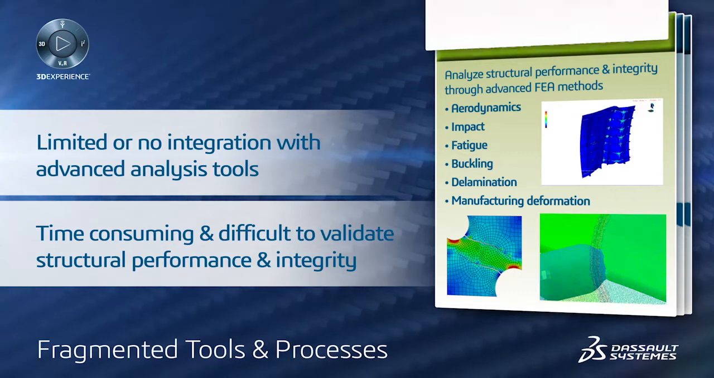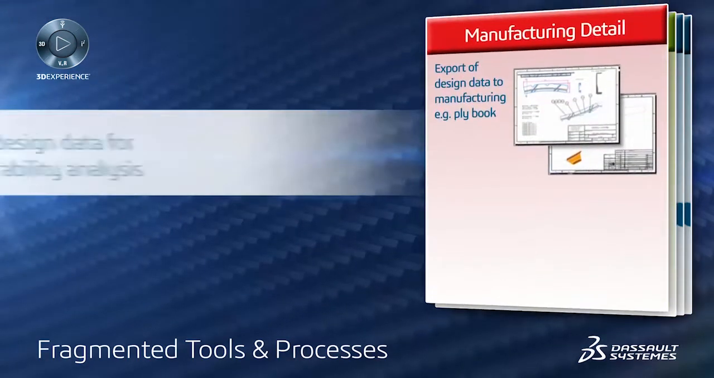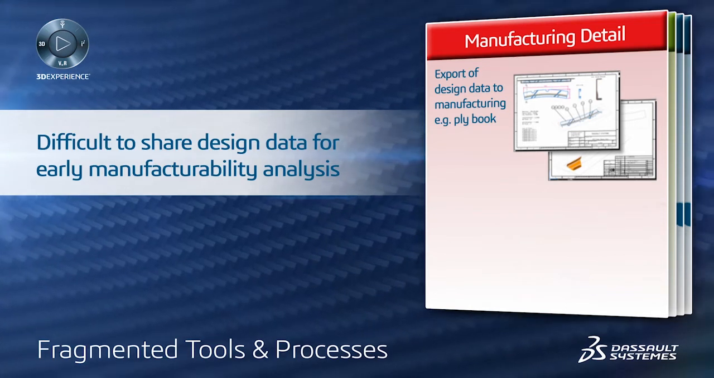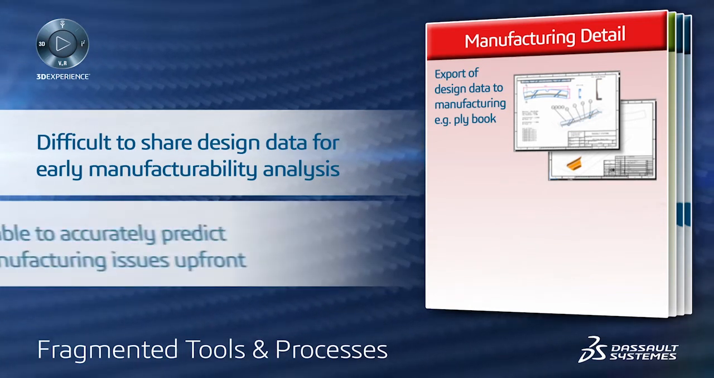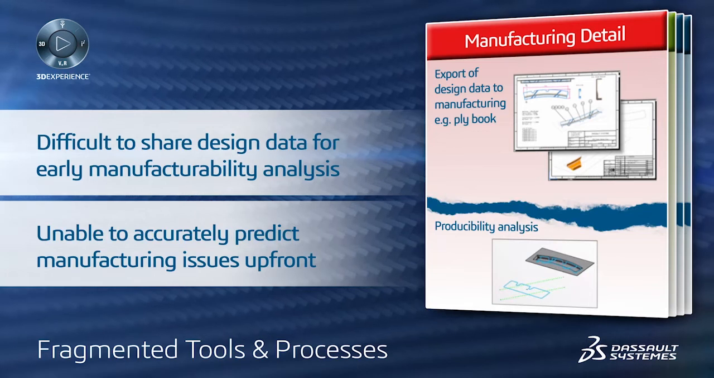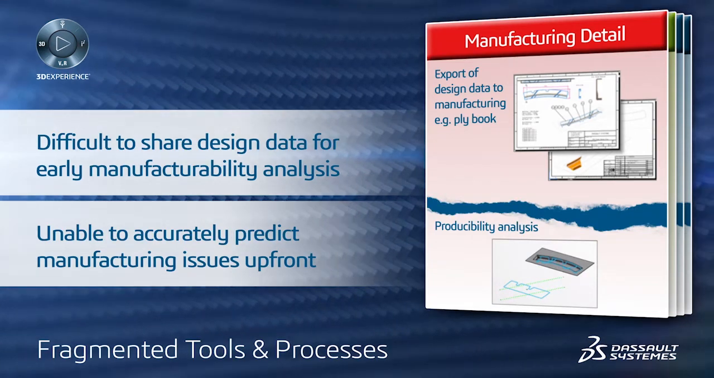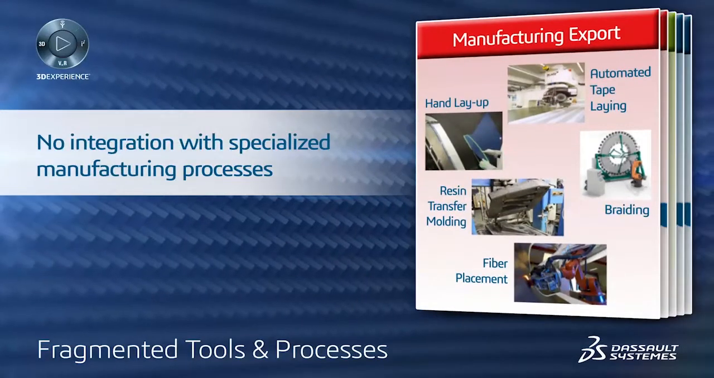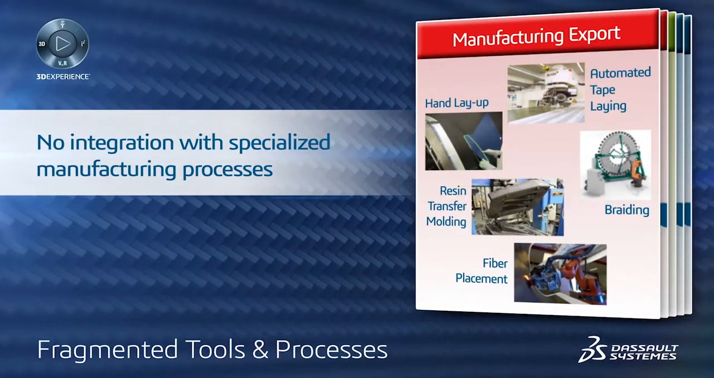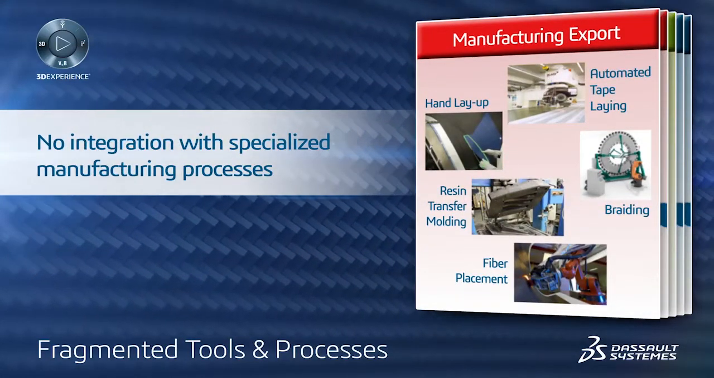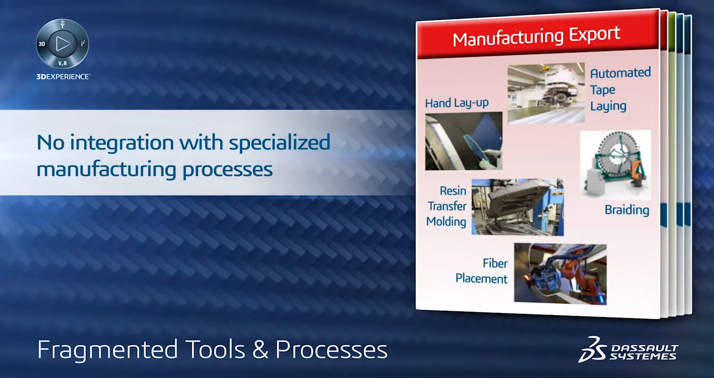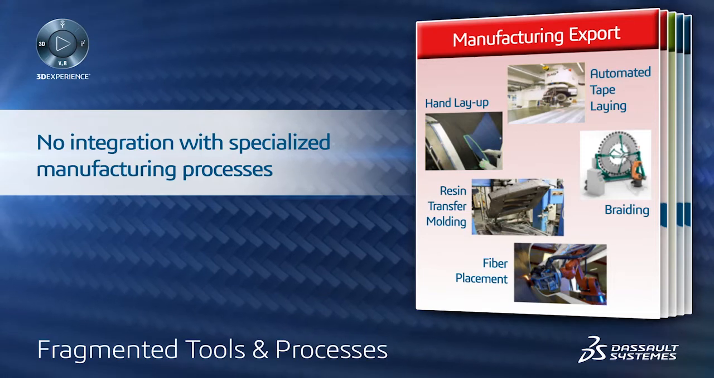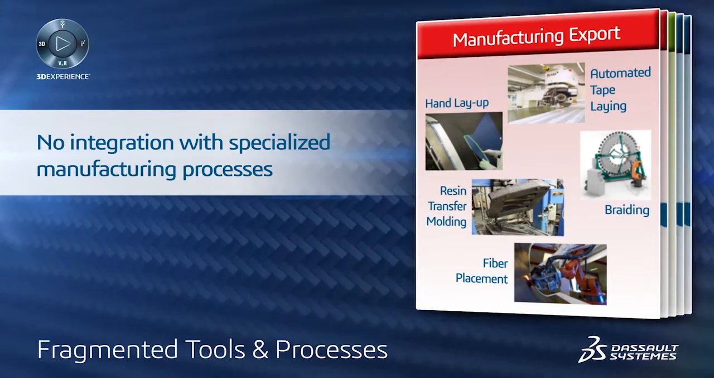There's also no easy way to output all of the composites design data for early manufacturing analysis, resulting in no ability to predict manufacturing issues early in the design process, or to integrate with highly specialized composite manufacturing processes such as hand layup or automated tape laying and fiber placement systems, resulting in manufacturing delays and increased costs caused by trial and error on the shop floor.